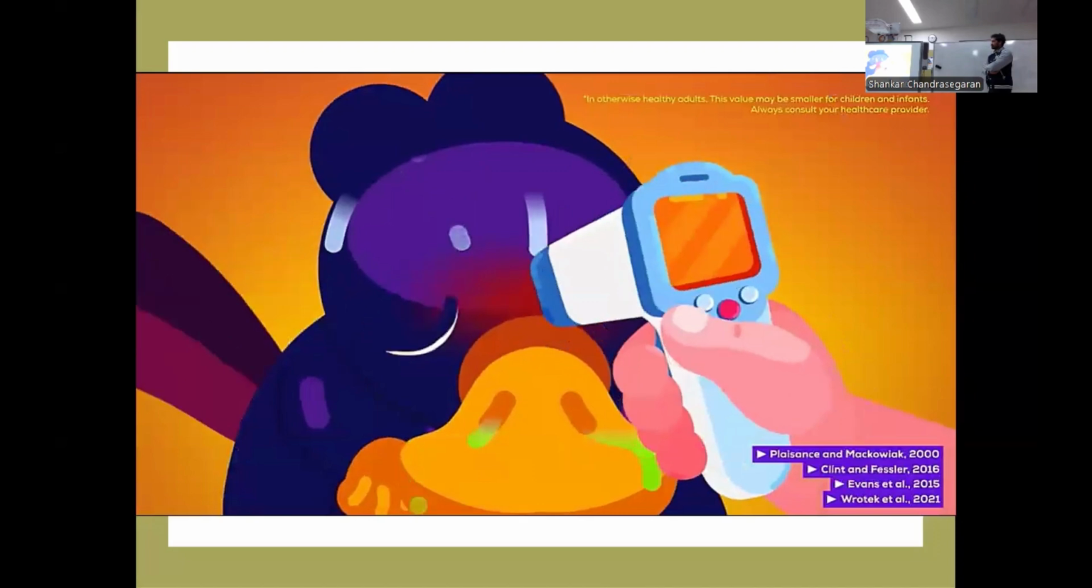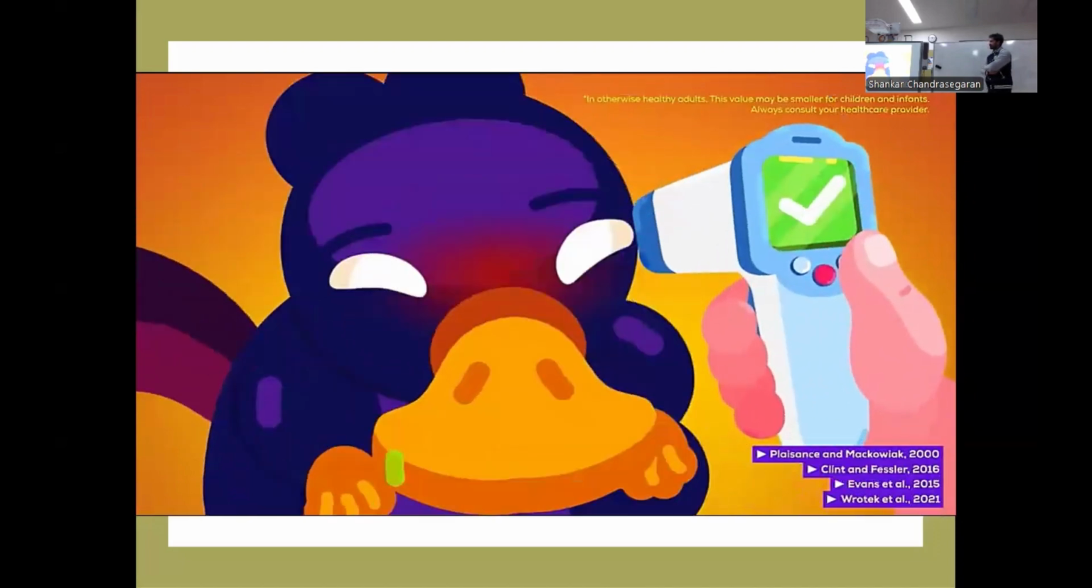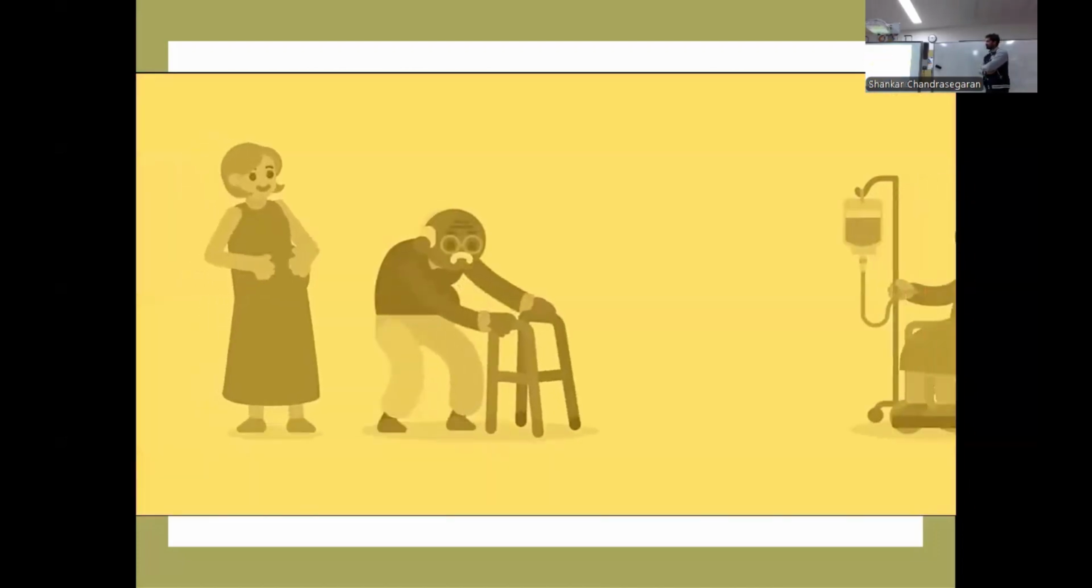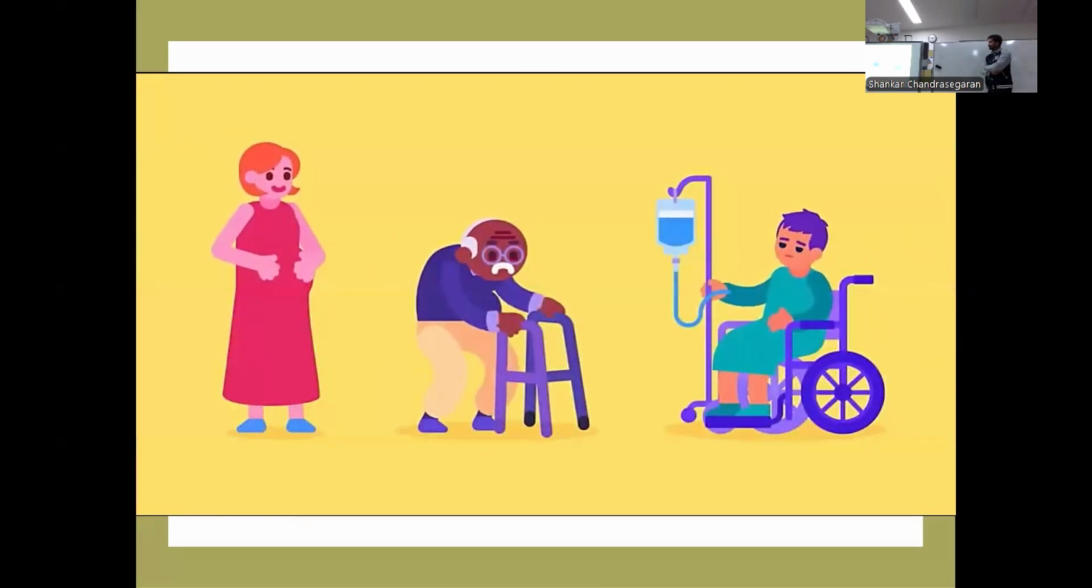In general, it's fair to say that for temperatures below 40 degrees Celsius or 104 Fahrenheit, fever is not dangerous and doesn't need to be treated. Of course, there are also patients that should not have fever, like pregnant women, seniors, and seriously weakened patients.